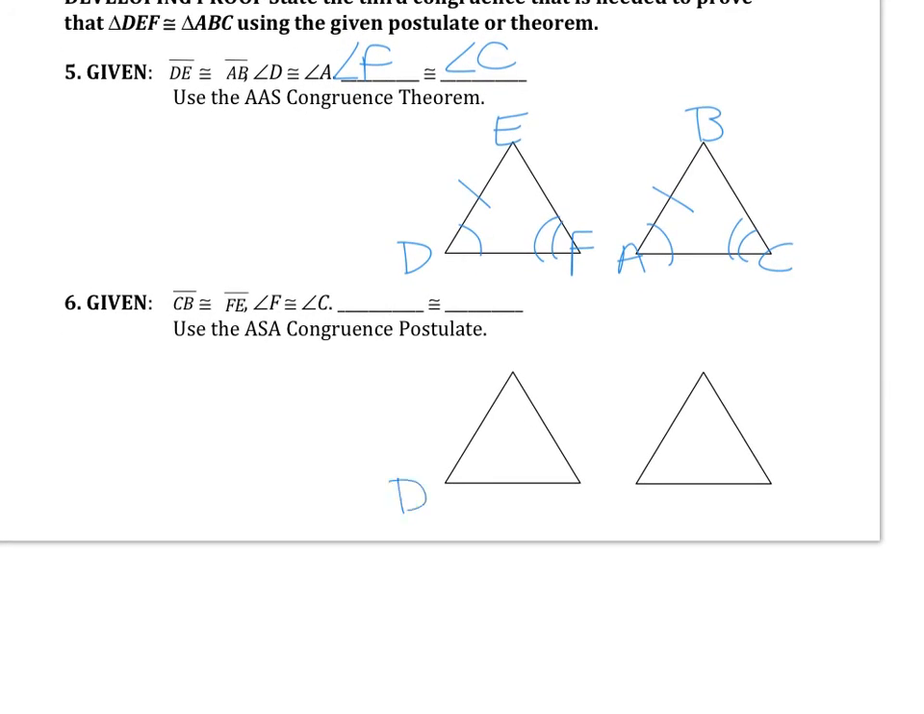Again, mark your triangles. CB with FE, F with C, then what angle, side, angle? That means I need the side to be the included side. So that will give me E congruent to B.